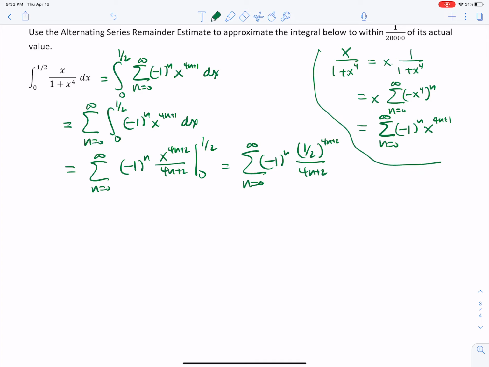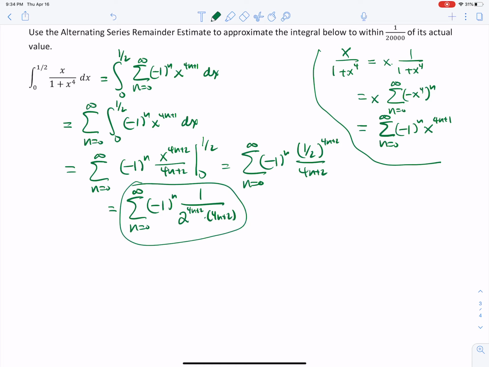And I'm going to write that slightly differently. I can think about 1/2 to the 4n plus 2 as 1 over 2 to the 4n plus 2. And so this is going to be 1 over 2 to the 4n plus 2 times 4n plus 2. And so this is the sum. This is that integral written as a sum. And so this is a number. It's going to be a convergent series. But I need to figure out what does it approximately converge to? How much do I need to add to get this to within 1/20,000th of its actual value?